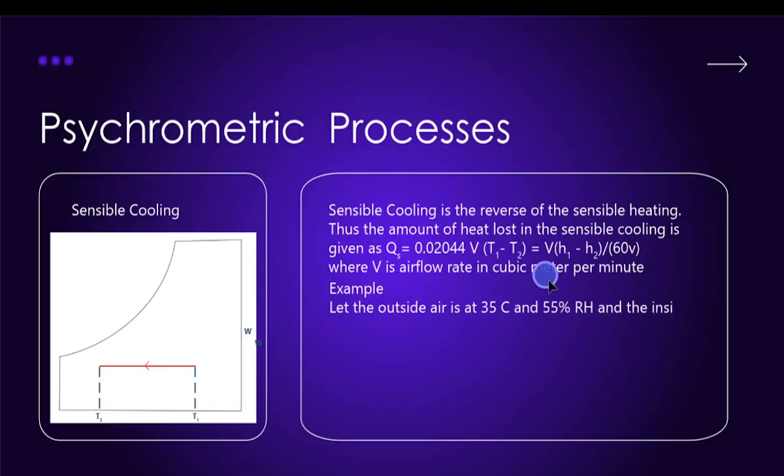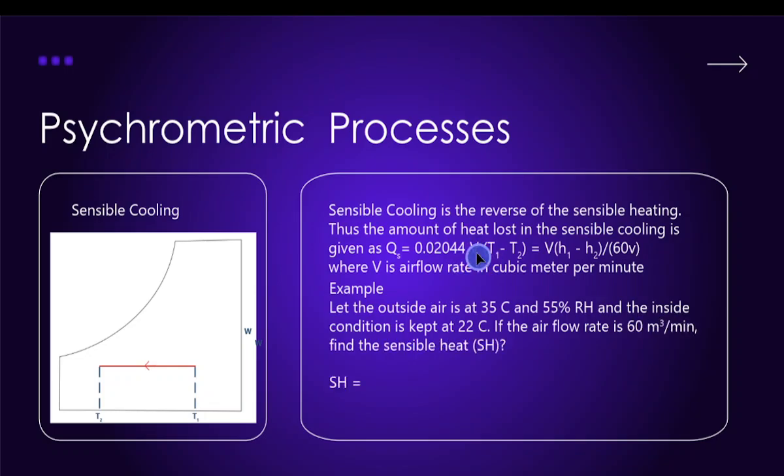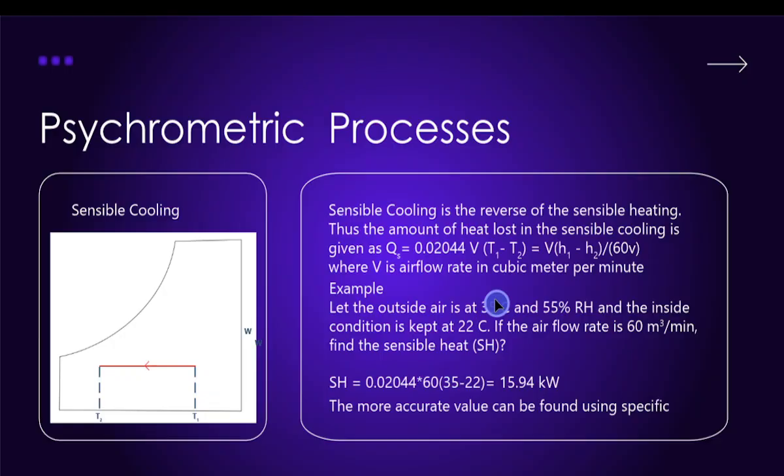0.02044 V (T1 minus T2), where V is in meter cube per minute. So it is the airflow rate in meter cube per minute, and T1 and T2 temperatures are in degrees Celsius. Or we can say V (H1 minus H2) divided by 60 V, where V is the airflow rate in cubic meter per minute. We can use this formula or this formula. There are two formulas to calculate this.